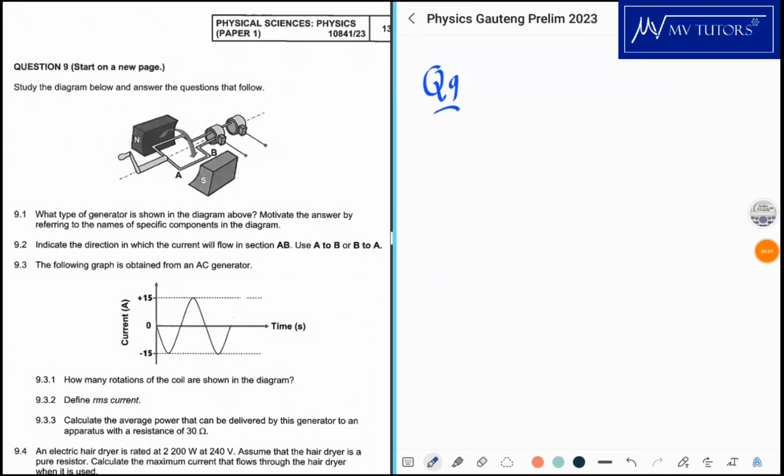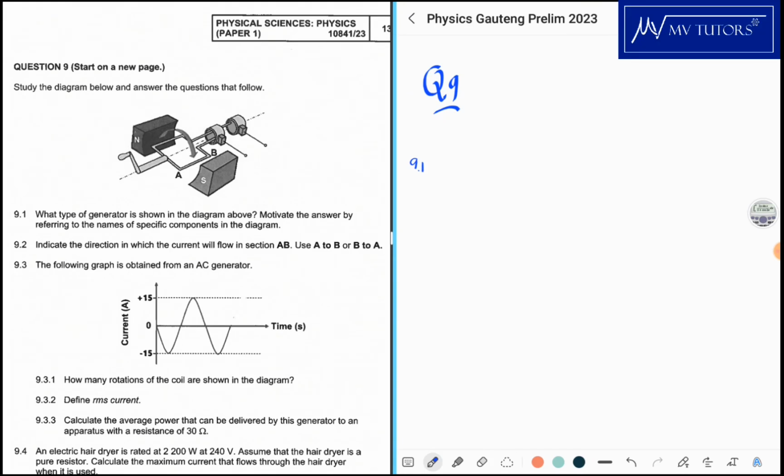Second last question, question 9. It says, study the diagram below and answer the questions that follow. Without even looking that deep into the diagram, I can see that I have 2 slip rings, and that should give us a clue with what we're working with here.